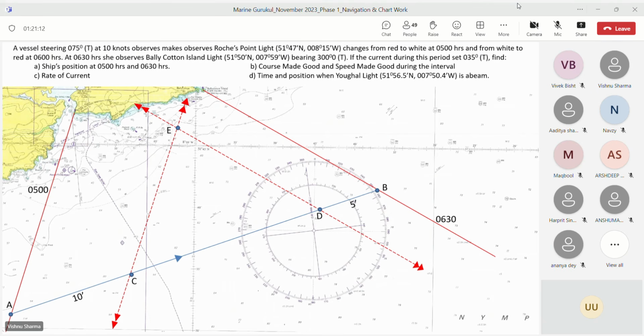Okay, now, next step. Through C, draw the given set. What is the set given? The set given in the question is 035 degrees true. From C, draw the set up to the third PL transferred. Not the third PL, I'm saying third PL transferred. This is the third PL transferred, guys. Through C, draw the CTS up to the third PL transferred.